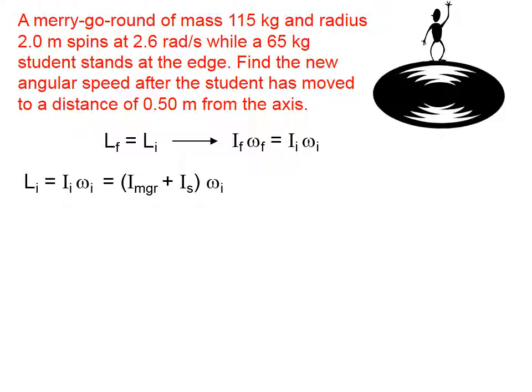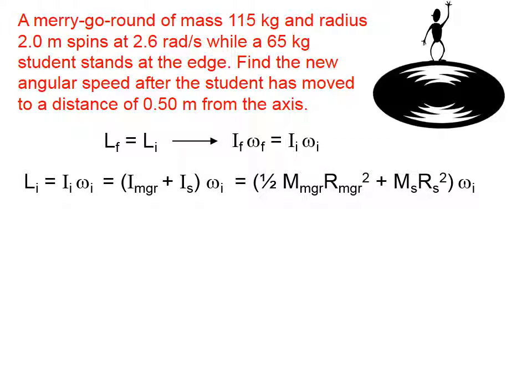Now to do that, we need the initial moment of inertia of the system, which is equal to the moment of inertia of the merry-go-round plus the moment of inertia of the student. That quantity multiplied by the initial angular speed.